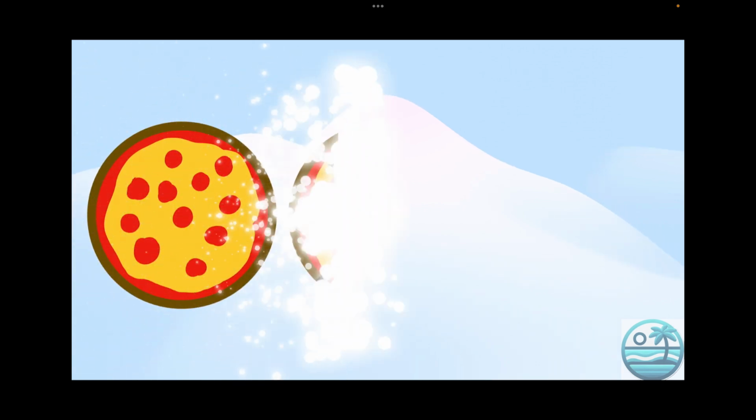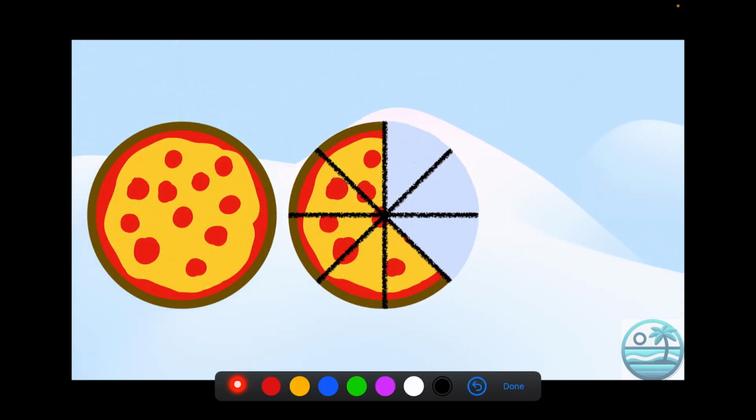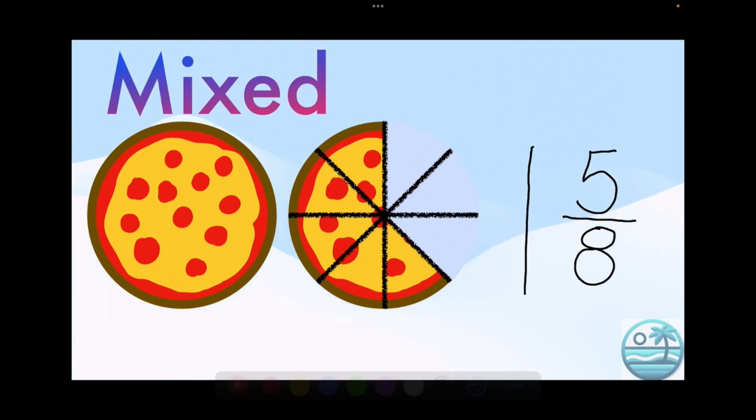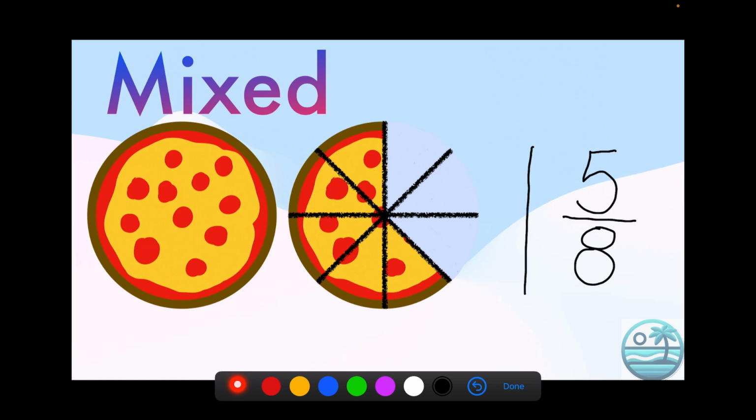And finally, in this last example, I have 1 whole pizza and 1 pizza that's already been cut into its 8 pieces. Of those, I have 5 of them. I have 1 5/8 pizza. This type of fraction is called a, that's right, mixed fraction or mixed number.